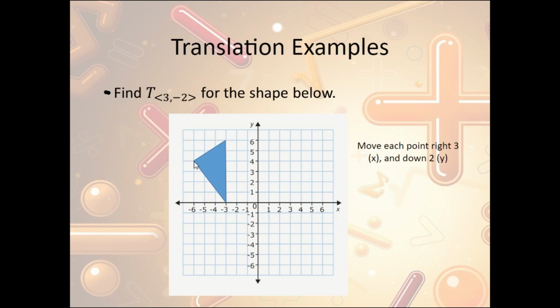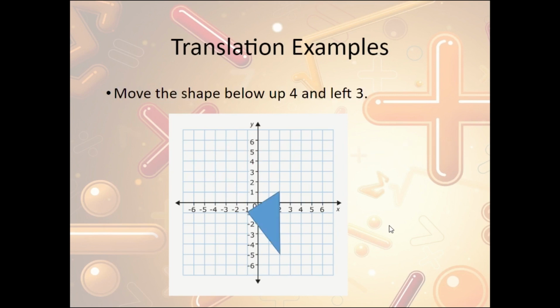So let's start with this one. We slide to the right, 1, 2, 3, and then down 2, 1, 2, and plot that point. Then we do it for this one, to the right 3, 1, 2, 3, down 1, 2, and plot that one. Then this one, to the right, 1, 2, 3, and down 1, 2, right there. And notice when I create my triangle, I should end up with 2 triangles that are exactly the same, just slid over and down.